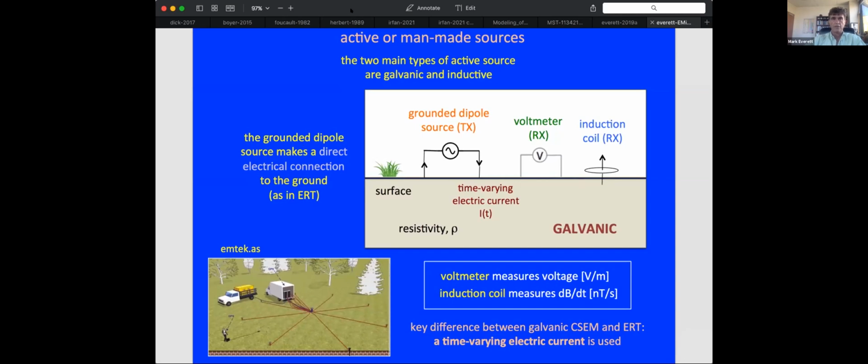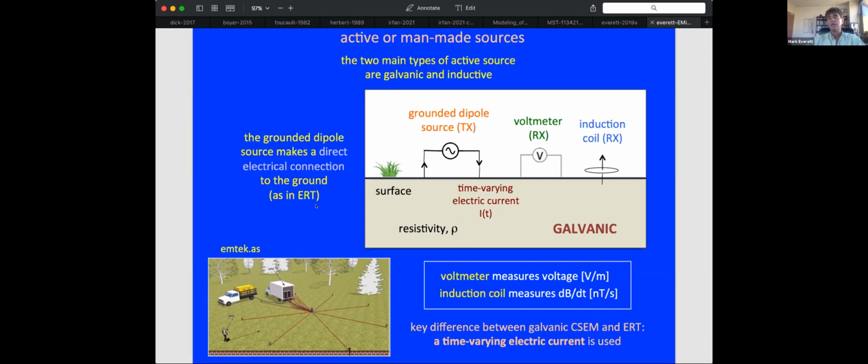The first is the galvanic source shown here. And the archetypal example of a galvanic source is a grounded electric dipole. One can envision different types of receivers. For example, here we've got a voltmeter, which measures electric fields, and an induction coil, which measures dB/dt.